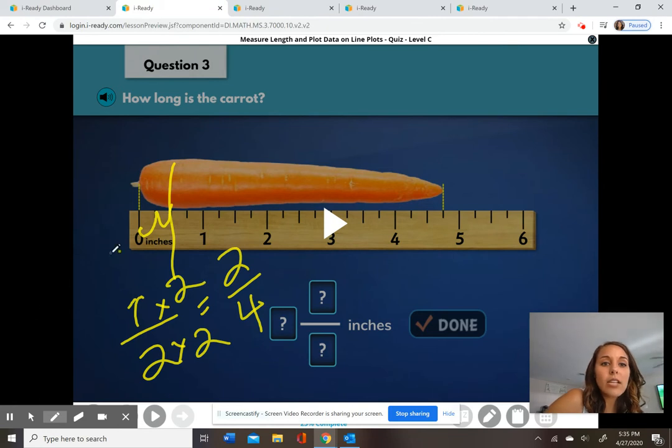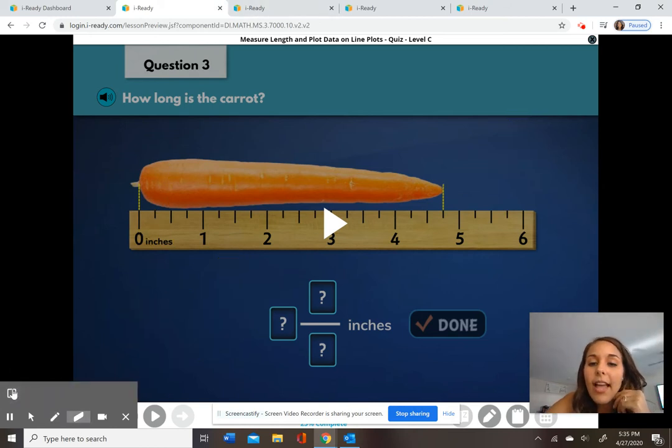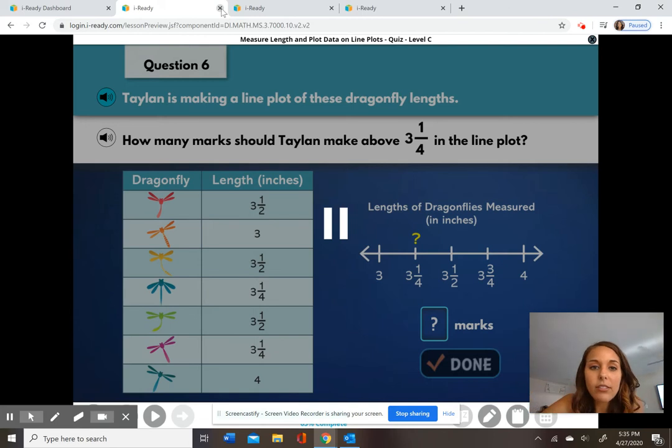So that is very helpful as well, to know how to have a number out in front and then a little baby number underneath. You're going to be seeing a lot of mixed numbers here with iReady. So make sure that you have practiced that and that you've really listened to the tutorial as they're telling you. I have 3 more things to show you real quick.